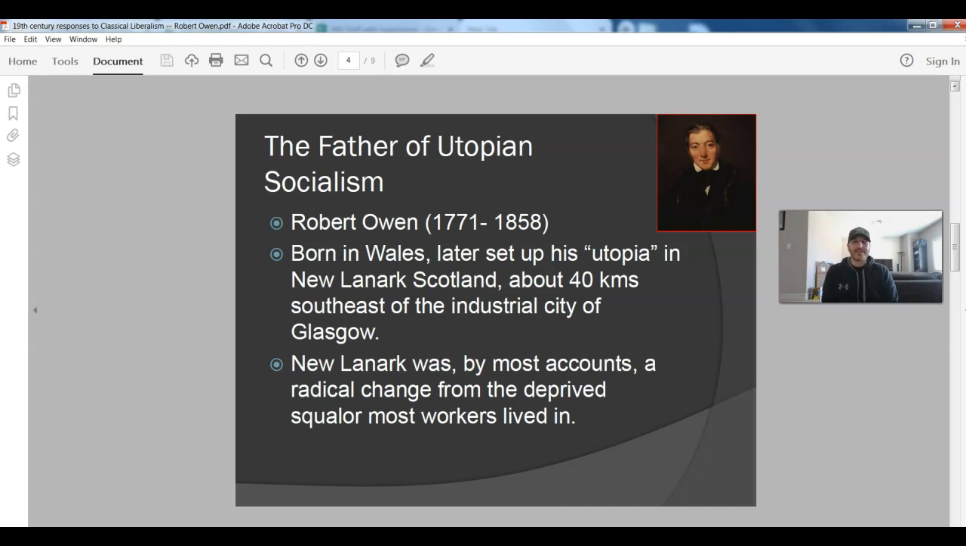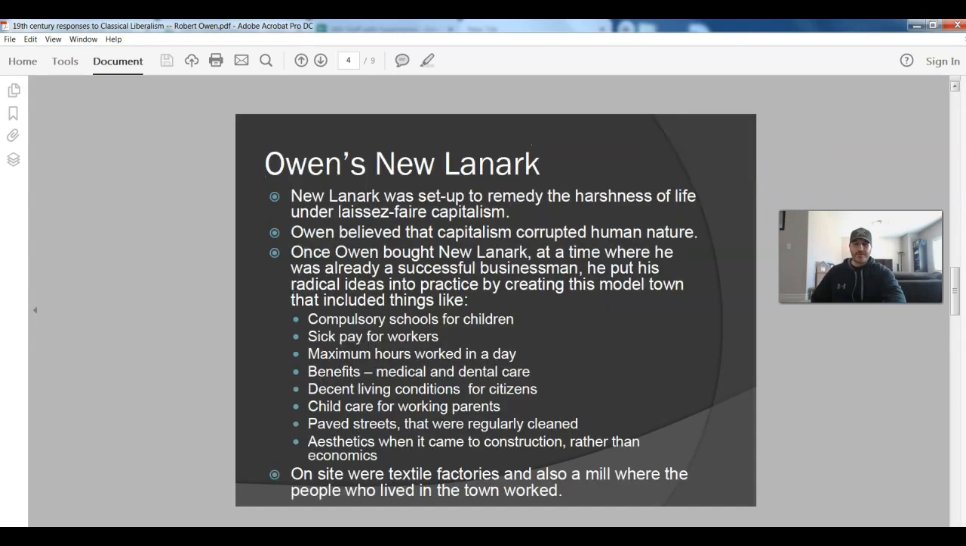Now, I don't know what you guys know about the city of Glasgow. My dad, Papa Crosby, he was actually born in Glasgow, as was my grandfather as well. And it is a rough, rough city. In the mid-1800s, it was an industrial shipbuilding city. And to be honest, today Glasgow hasn't really shaken off those blue-collar working-class roots. It's still a pretty rough city. So 40 kilometers away from this terrible, terrible city of the Industrial Revolution was this model utopia where Robert Owen tried to make the life of the worker significantly better.